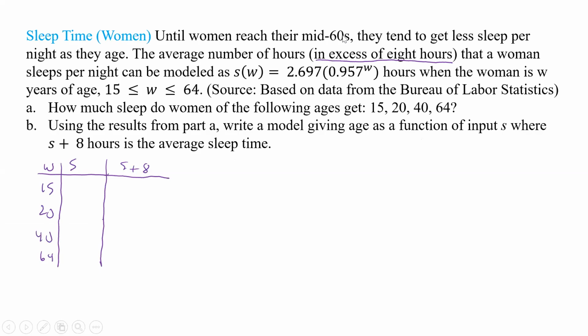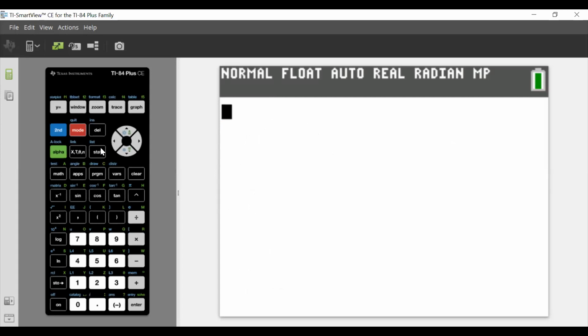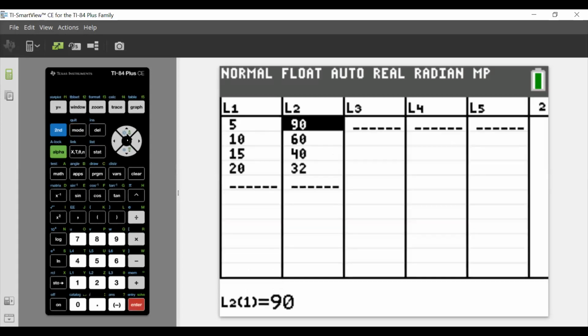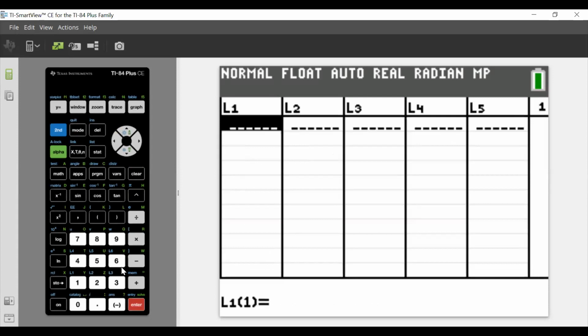All right, so let's plug these in. Let's go ahead and get out of that. Let's go over here. Now this is not cleared out, so we'll have to do that real quick. All right, and so we had the following. We had 15, 20, then we had 40, and then we had 64. And then I'm going to do like we did last time. I'm just going to plug those in to our function.